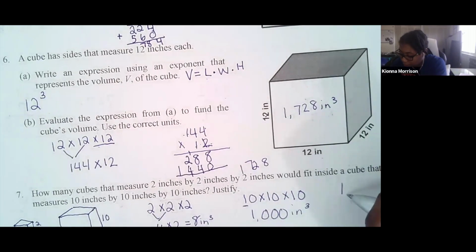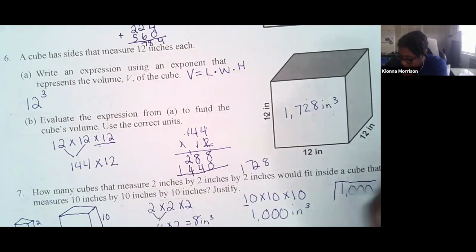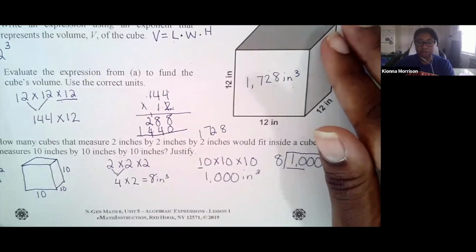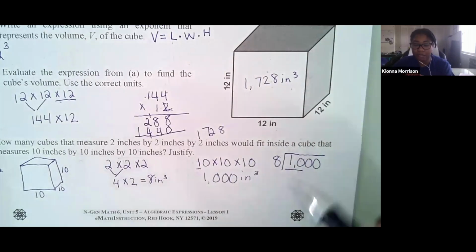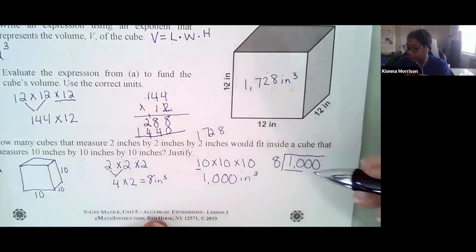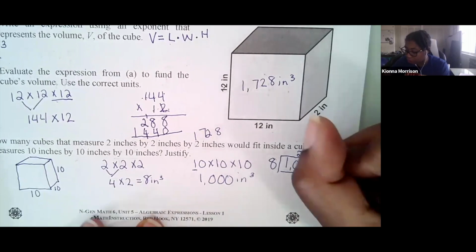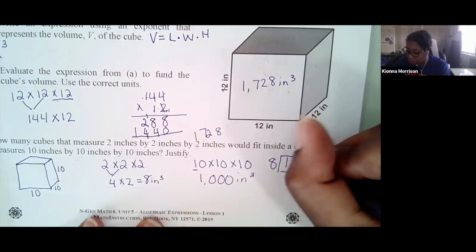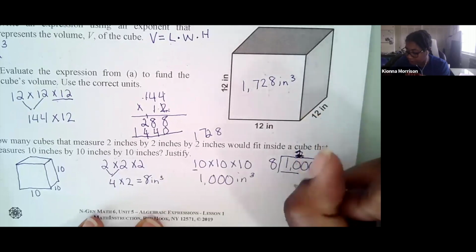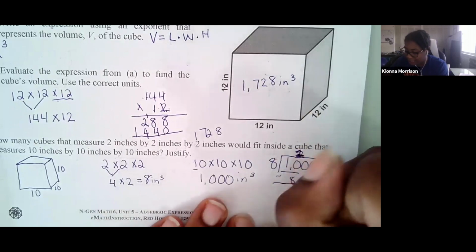Well, I can take my 1,000 inches cubed and divide it into groups of 8. So I'm going to see how many groups of 8 inches cubed can fit inside of 1,000 inches cubed. 8 can fit into 10 one time. 8 times 1 is 8. 10 minus 8 gives me 2.